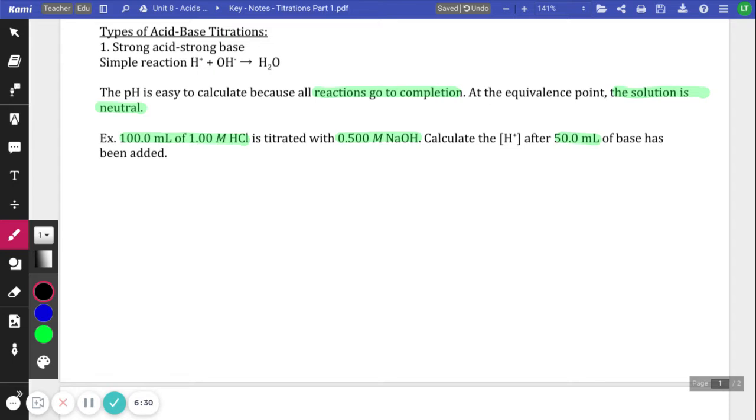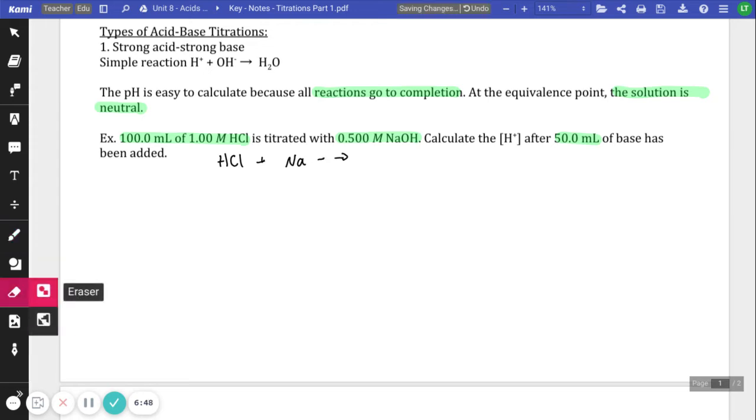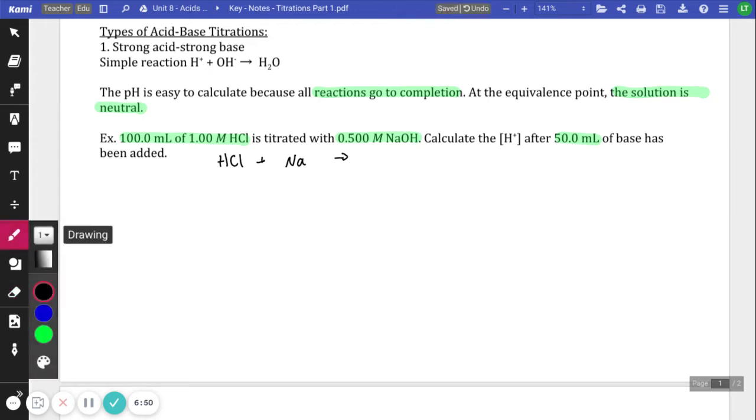But the first thing I want to show you guys is that net ionic equation and what's actually going on in this reaction. Essentially, we have HCl plus NaOH. This is a double replacement reaction. It's a neutralization reaction as well, which is just a special type of double replacement, if you remember. We're going to form water and a salt, and that salt is going to be NaCl. All of these are soluble except for the water.